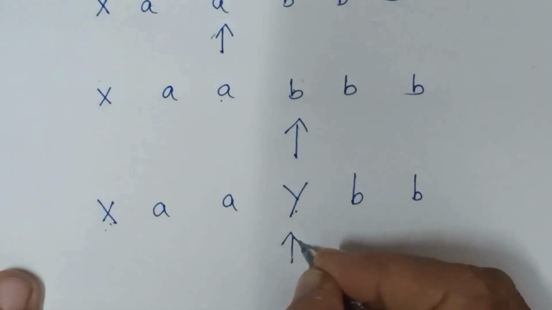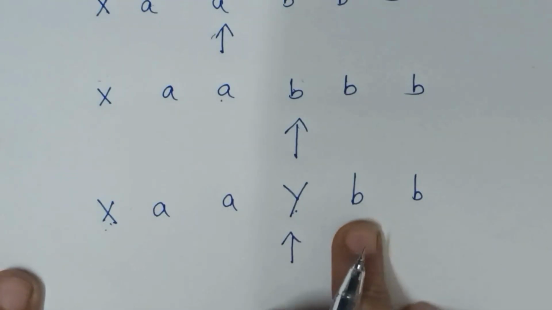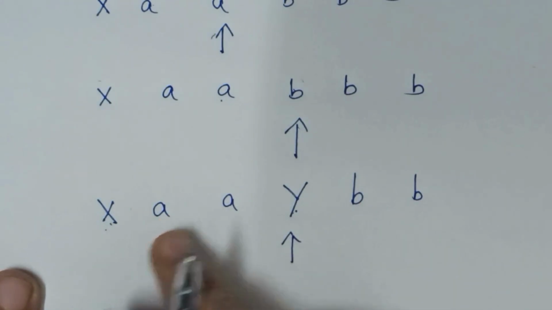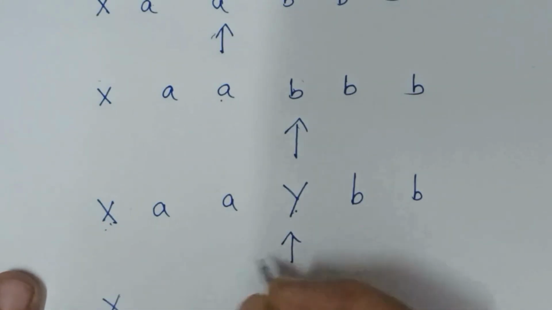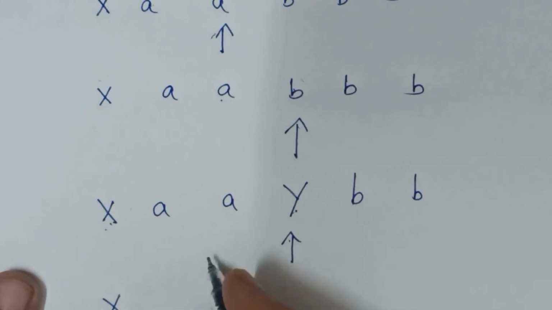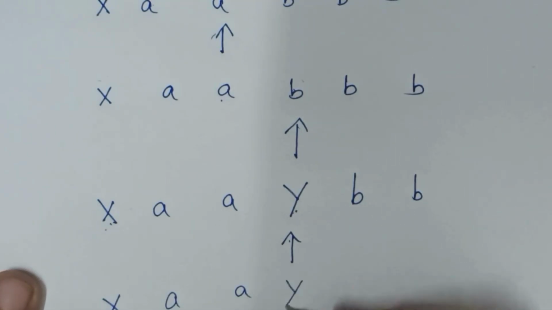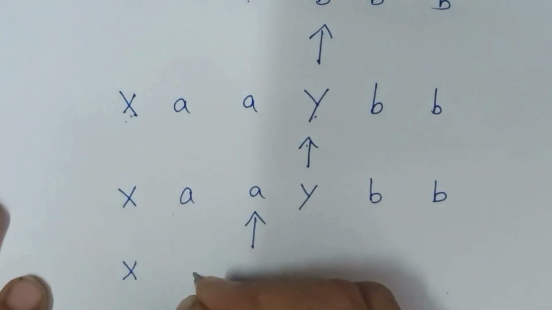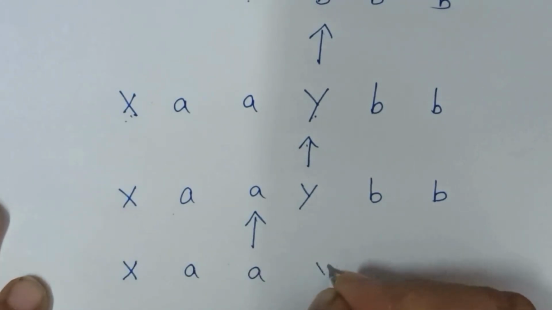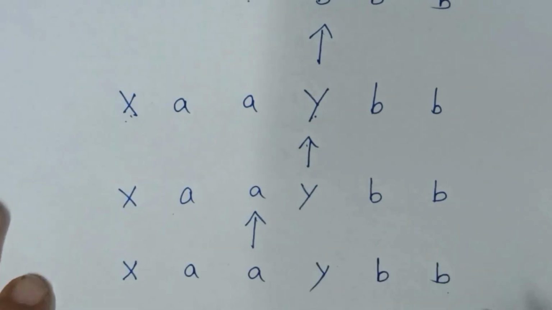Now, I shouldn't move to the right, because now I want the second A. Second A means the header should move to the left. So it can't directly jump to this A. It should move one step to the left. So the header will be moving to the left. It should reach this one. Okay. Now X, A, Y, B, B.